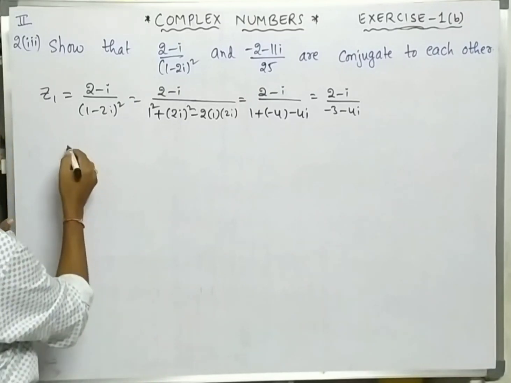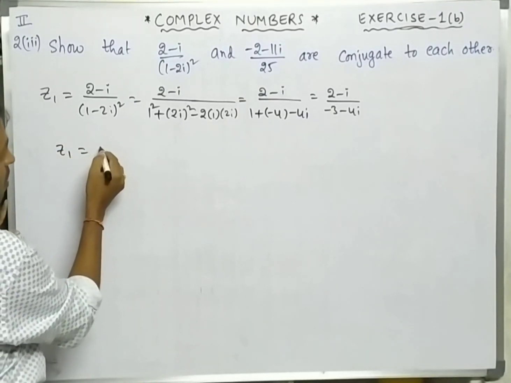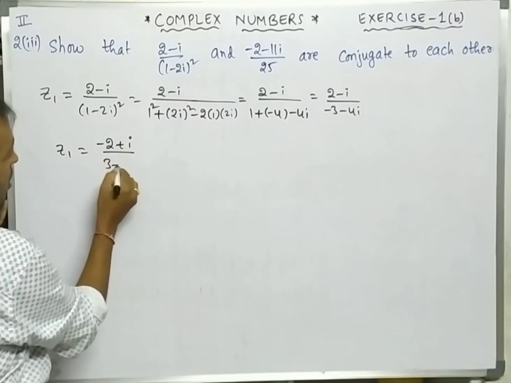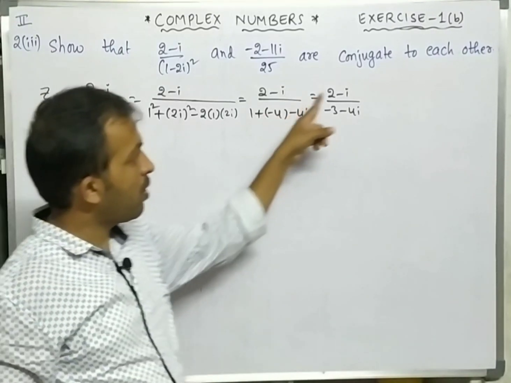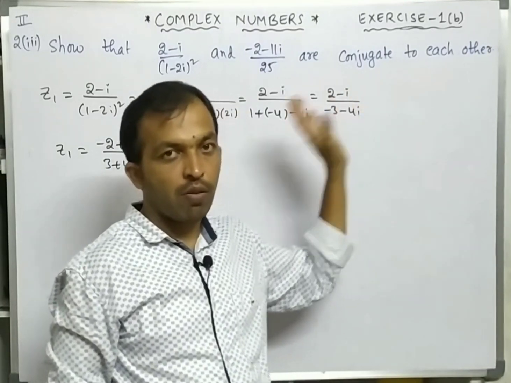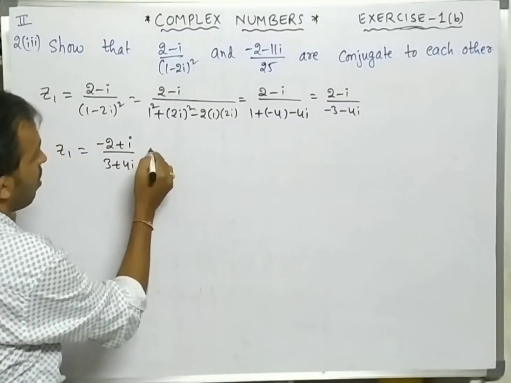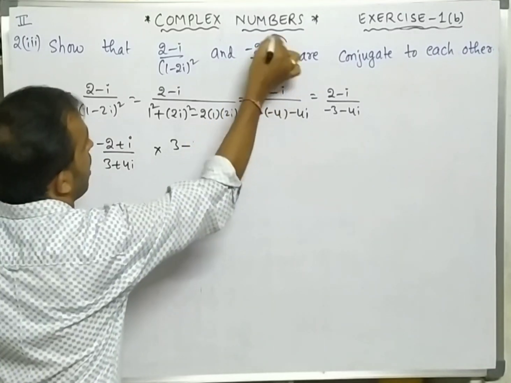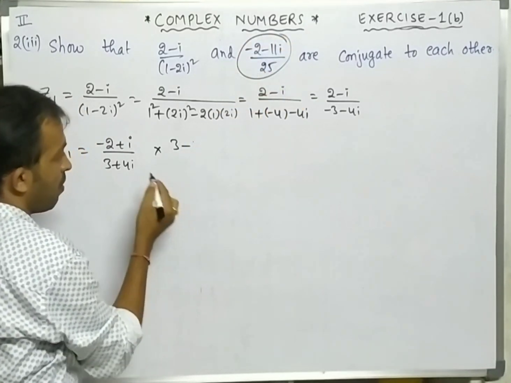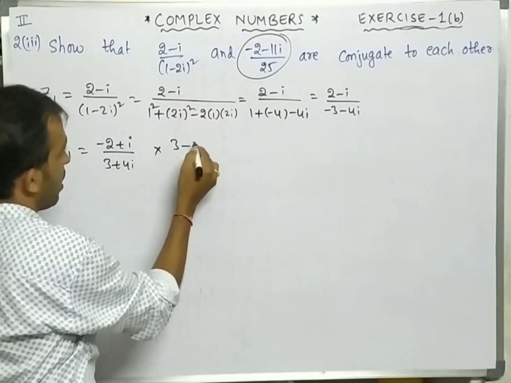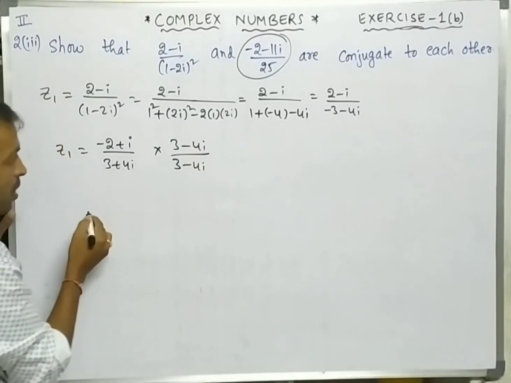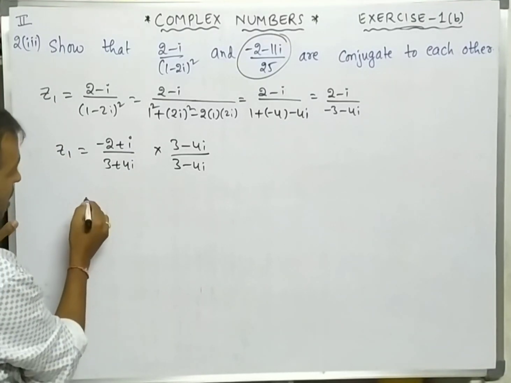So multiply numerator and denominator with minus, we will get minus 2 plus i by 3 plus 4i. Multiplying numerator and denominator with minus. Okay, now this is not of the form a plus ib, right? The second complex number is of the form a plus ib. So multiply numerator and denominator with the conjugate of the denominator to convert it into a plus ib form.